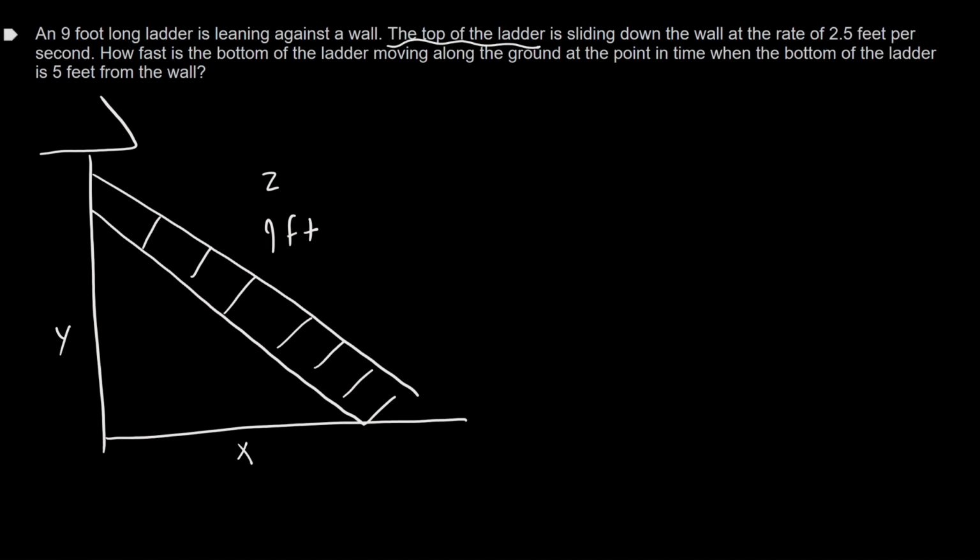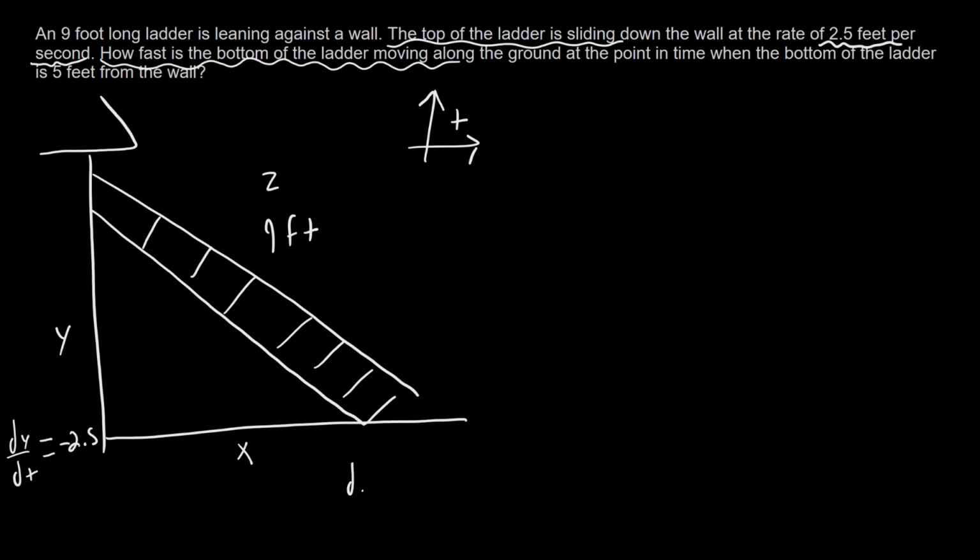So the question says the top of the ladder is sliding down the wall at 2.5 feet per second. So that would be dy over dt equals negative 2.5. Again, because it says it's sliding down and we define up and right as positive. So we're looking for how fast the bottom of the ladder is moving along the ground. So that would be dx over dt when the bottom of the ladder is 5 feet from the wall. So it gives us x equals 5.